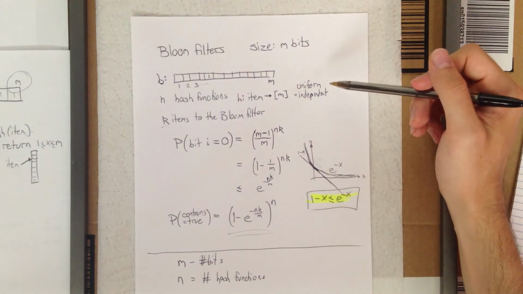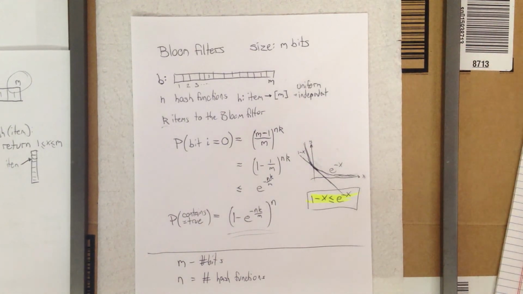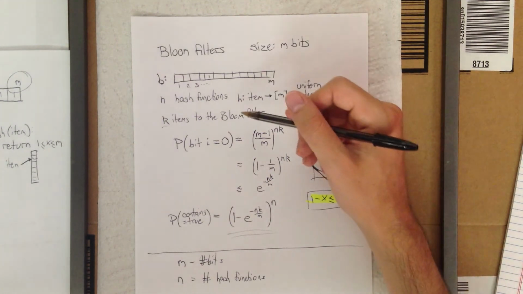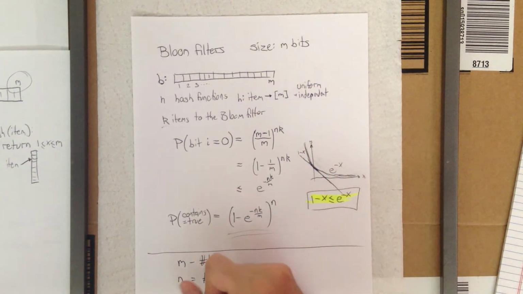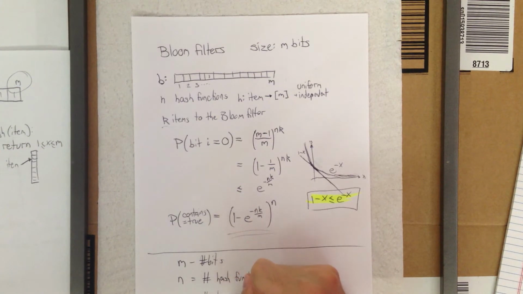You're going to want them to be uniform and independent, and that's a whole other discussion about how you come up with those, but that's separate from the Bloom filter implementation. And then you're going to need to consider how many items you're adding to the Bloom filter, which you'll have less control over. That'll be application dependent, but I'll write it down here. It's the number of items that you're adding.